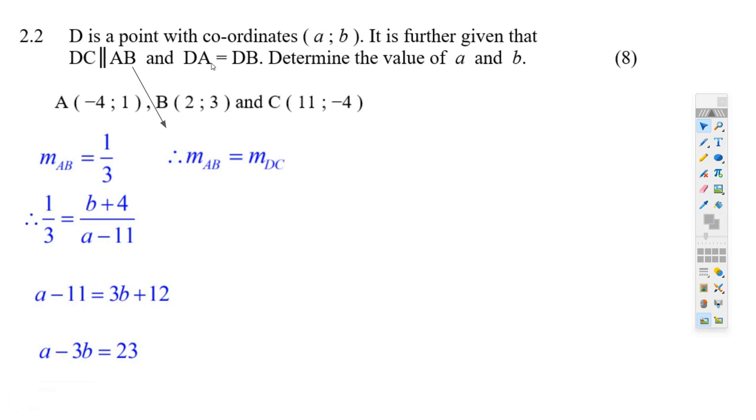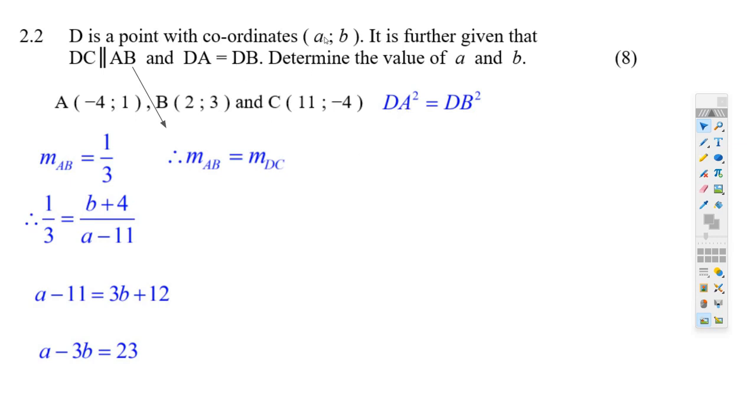Now the next story is all about the length DA equaling the length DB. So that means if we use the distance formula and leave out the square roots, go DA squared equals DB squared, what would that look like? Well, DA squared equals DB squared because their lengths are the same.